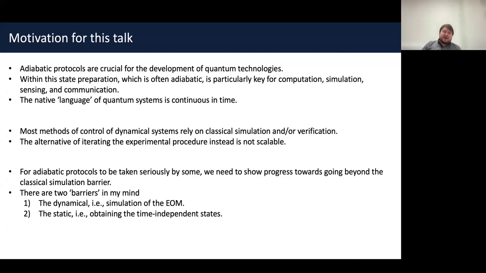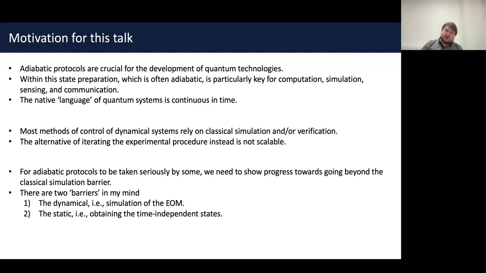So I would say for adiabatic protocols, and there I'm really meaning annealing and adiabatic quantum computing, to be taken seriously by some, and by some probably they won't ever be taken seriously, but I think there are people out there that could be convinced, we need to show progress going beyond the classical simulation barrier. And in my mind, there are 2 barriers in that process.